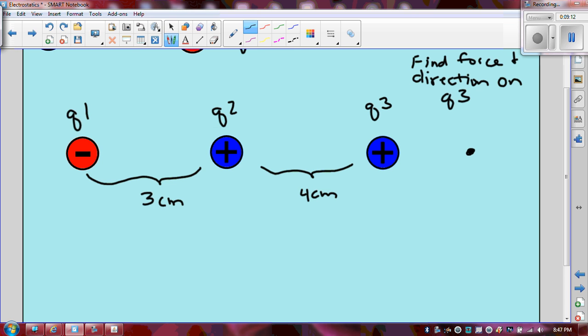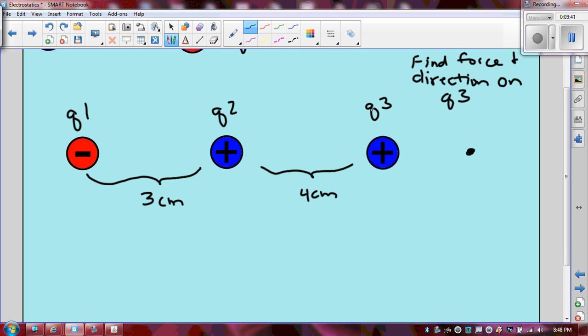So there's Q3, and we need to analyze what direction does it feel pushed or pulled based on the other 2. So let's first look at the interaction between charge 1 and charge 3. And I think it's a good point to remind you that although we're dealing with static charges, meaning they're not moving, they're still going to feel forces within their proximity. So even though they're not moving, they're still going to feel an attractive force.